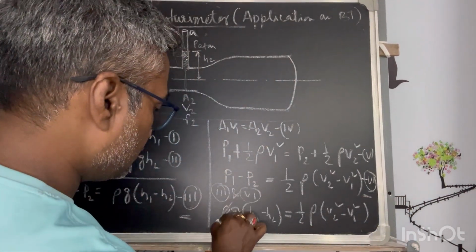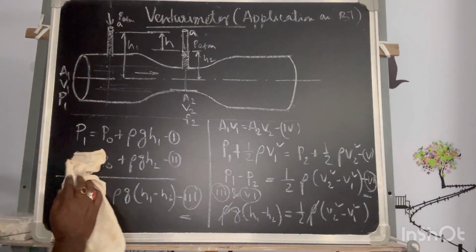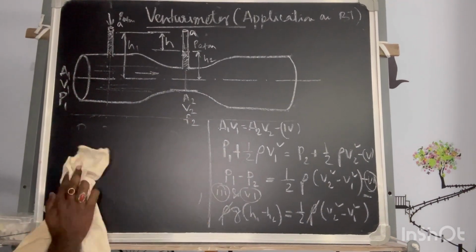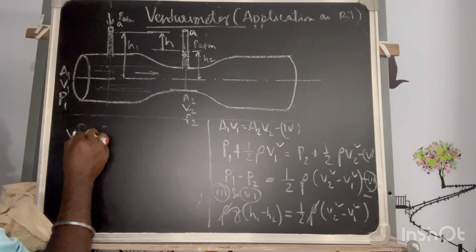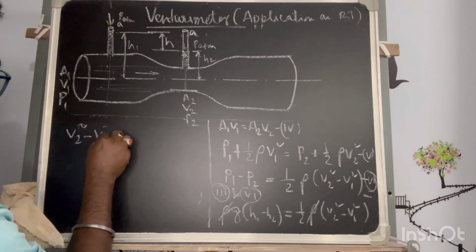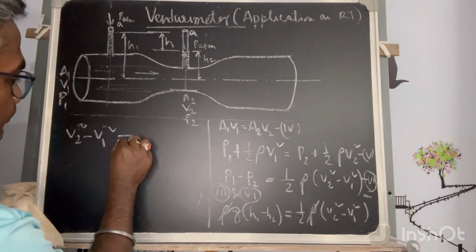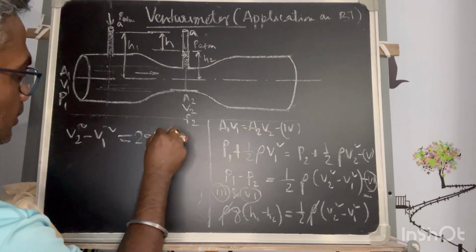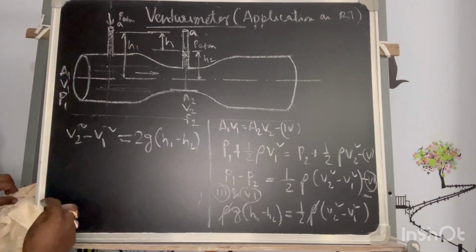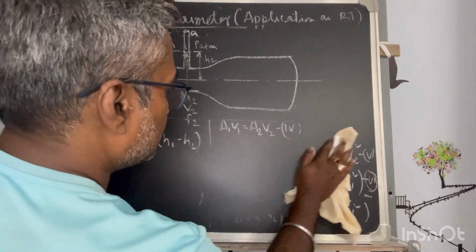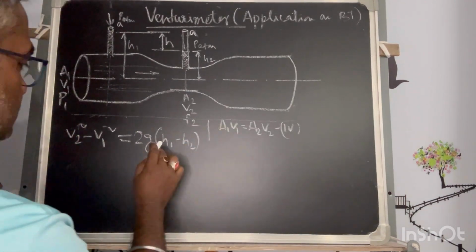Now here rho is not contributing anything. So ultimately what we find is V2 square minus V1 square is equal to, 2 will come to this side, 2g into H1 minus H2. Okay, so this is the ultimate equation. I will rub this part. I will keep only these two things, this one and this one.